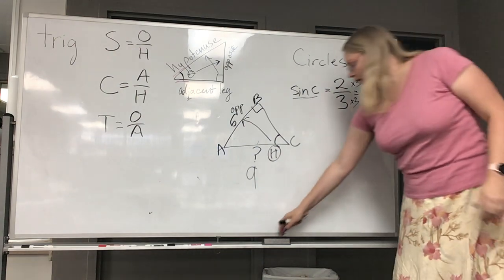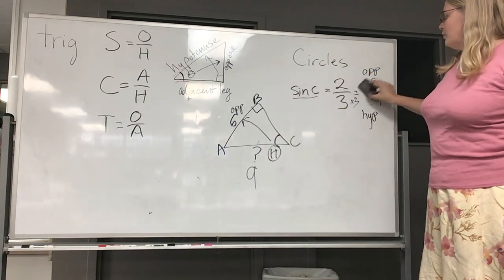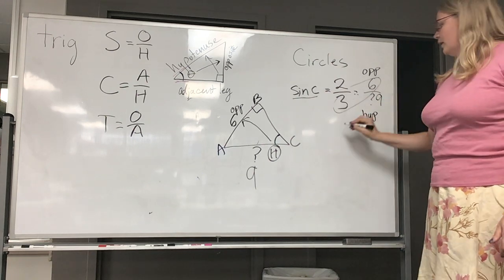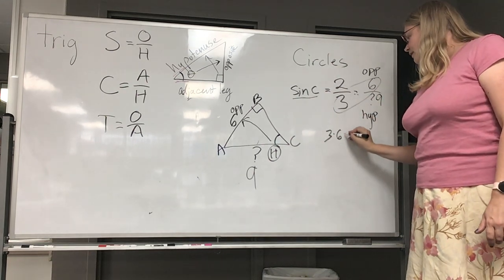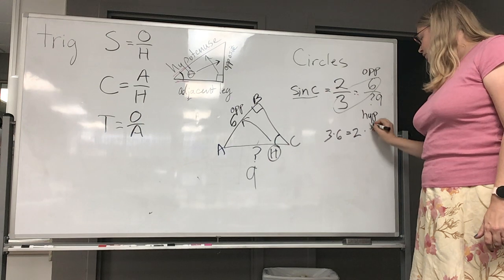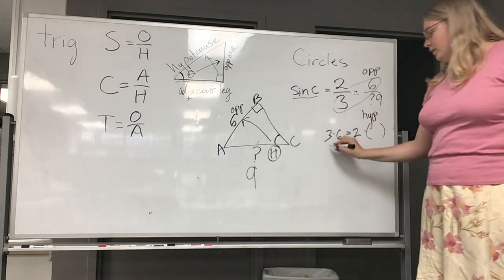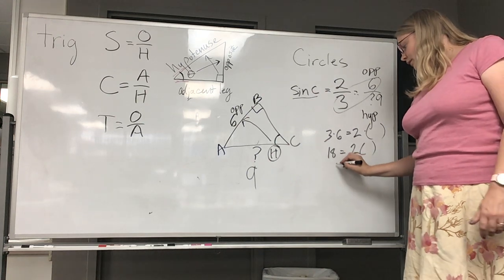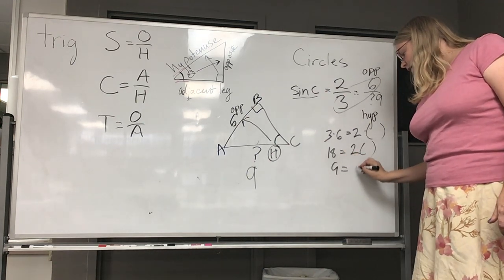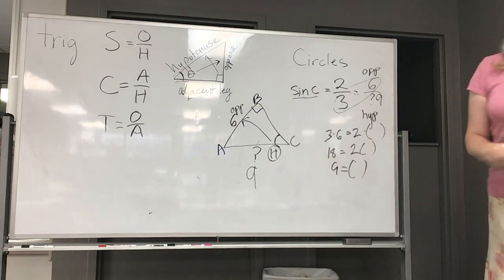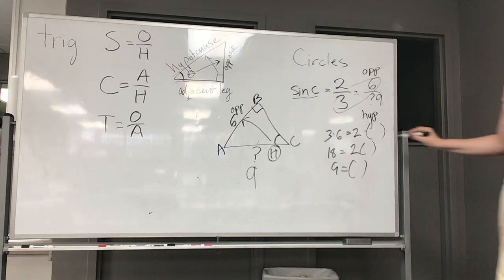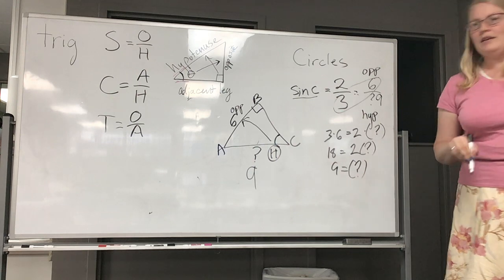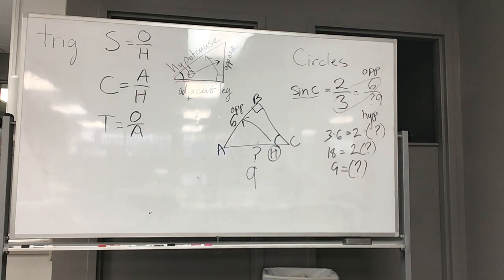If you prefer the cross multiply method, we get 3 times 6 equals 2 times unknown. 18 equals 2 times unknown. Divide both sides by 2. 9 equals that thing we're looking for. If you are a variable person, you can do X. I like question mark because it makes it blatantly obvious. This is the piece we're looking for.